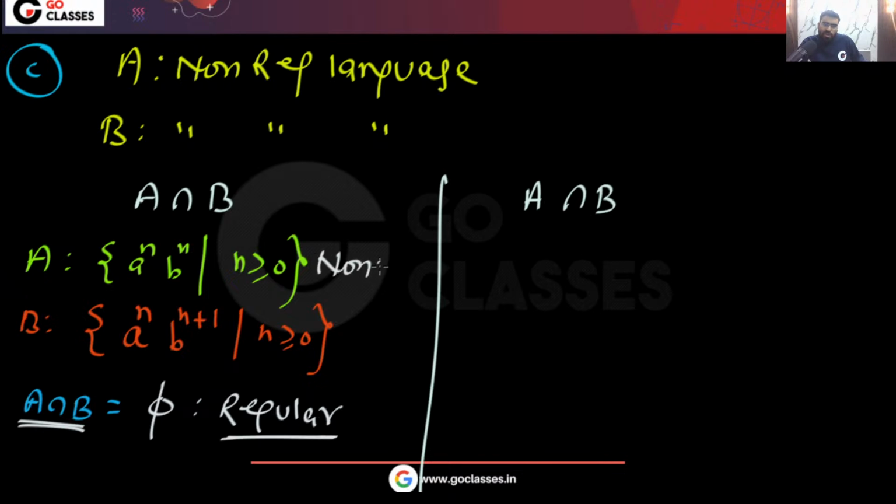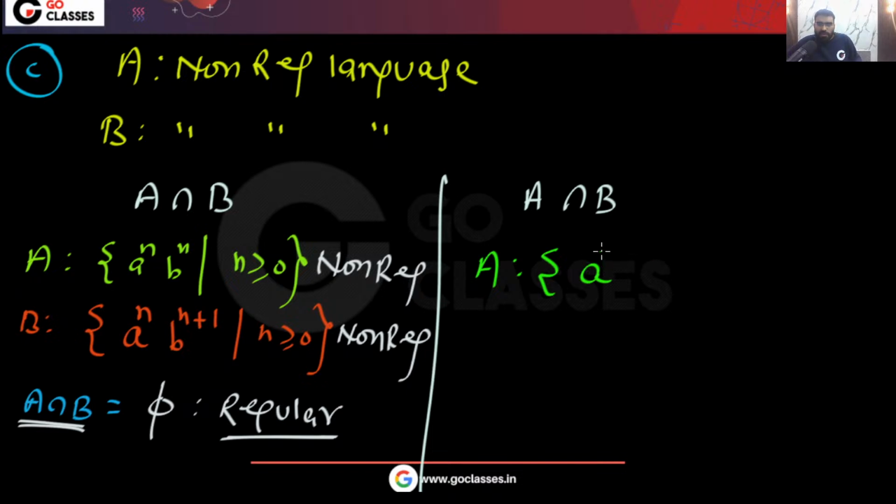A is actually non-regular. B is also non-regular. So A, B are non-regular, but their intersection is regular. Yes or no? Now I can give you another example where the intersection will be non-regular. I can give you an example where the intersection will be non-regular.